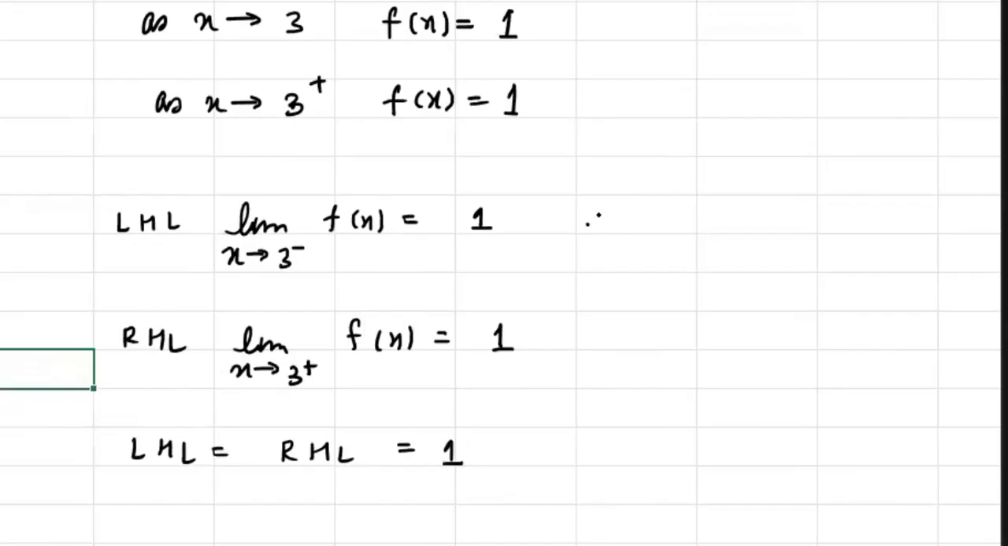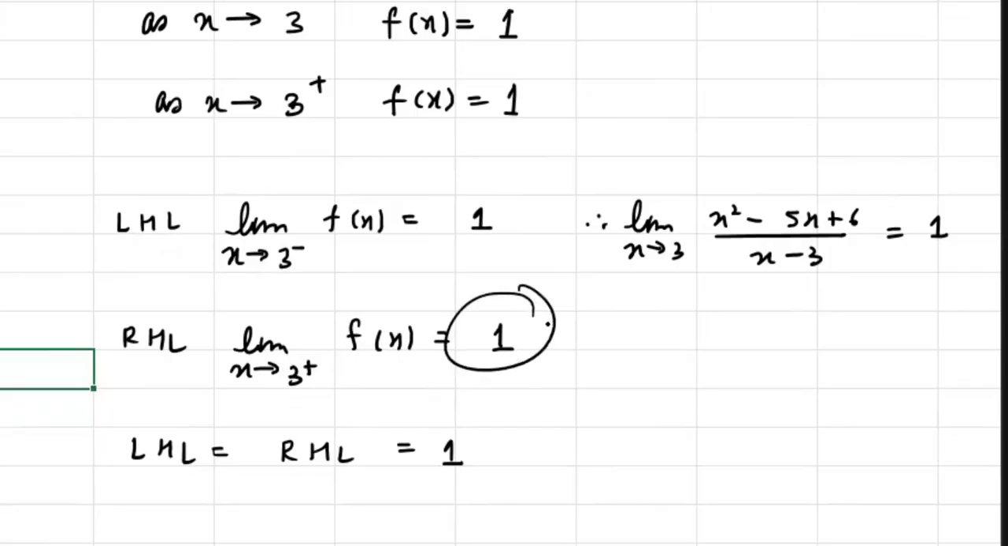So therefore, we can say that the limit of the function, which is x square minus 5x plus 6 upon x minus 3, exists and it is equal to 1. Okay, so I repeat again, the value that the function approaches as x approaches 3 from the left hand side exists and it is equal to 1, and it is called the left hand limit. The value that the function approaches when x approaches 3 from the right hand side exists and it is equal to 1, and it is called the right hand limit.